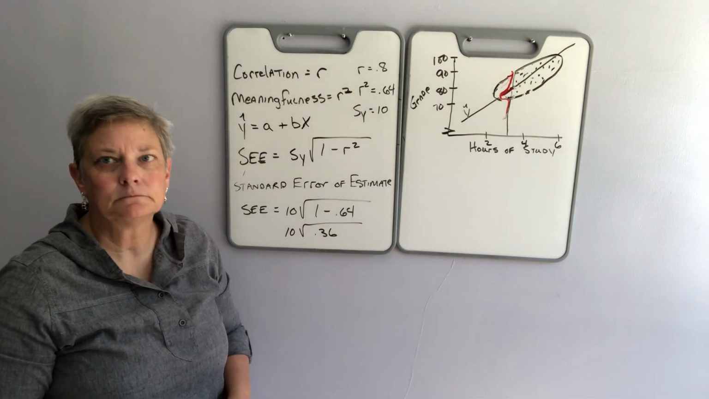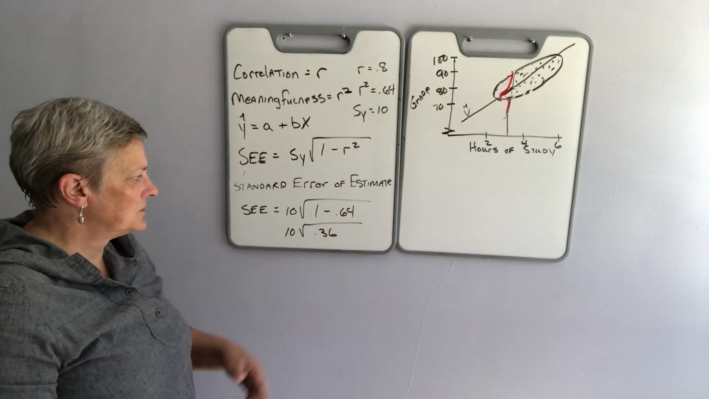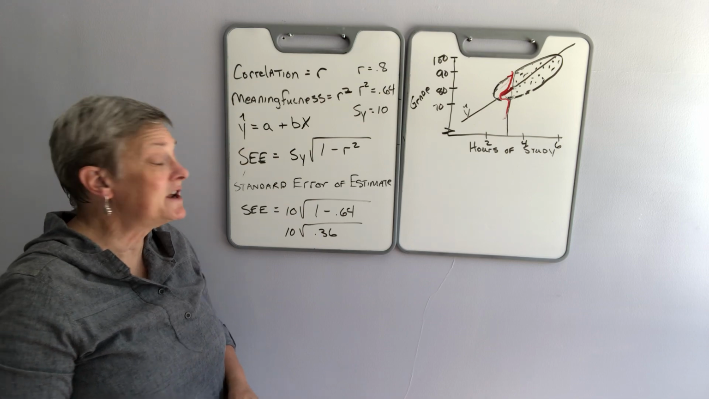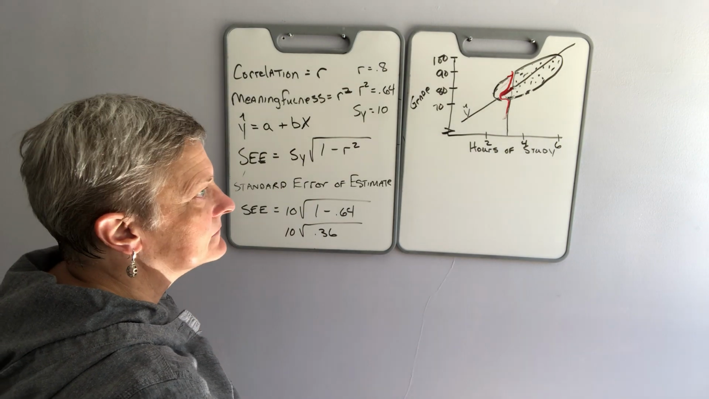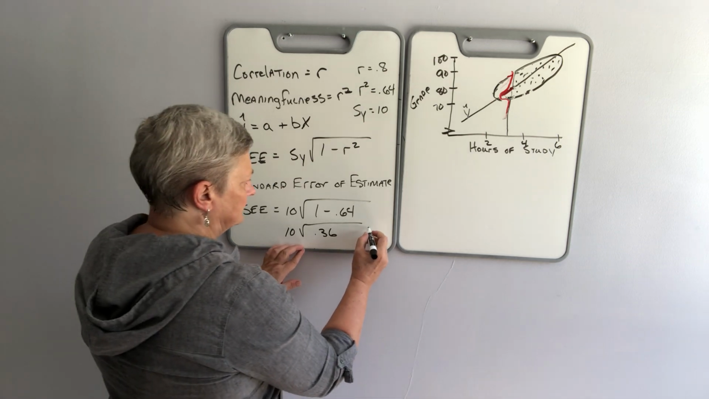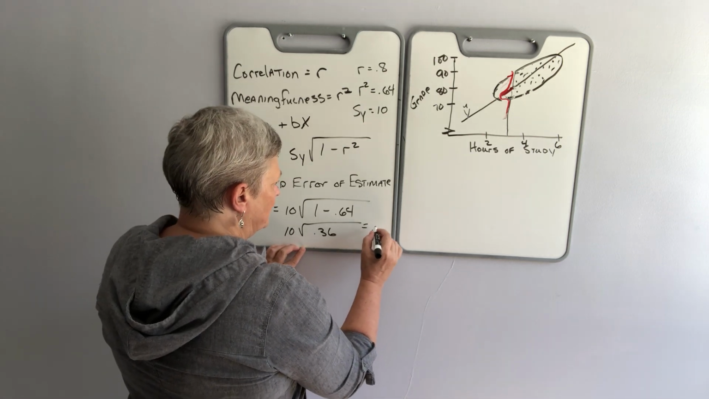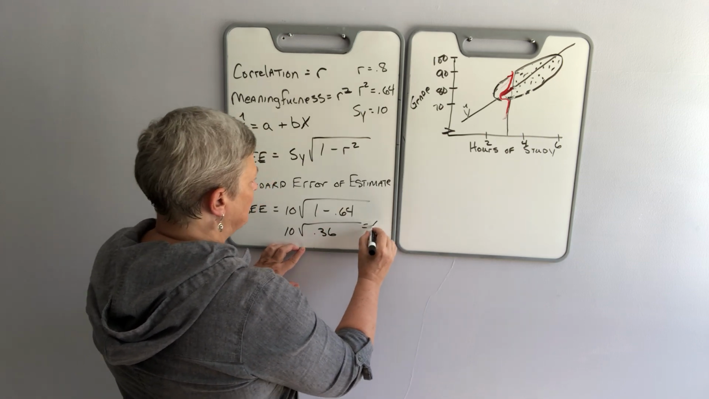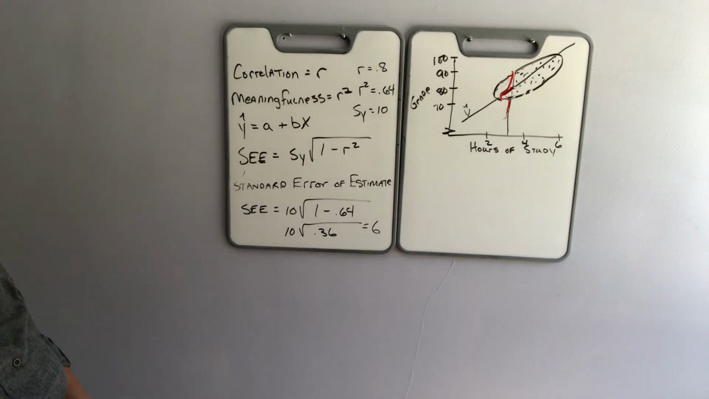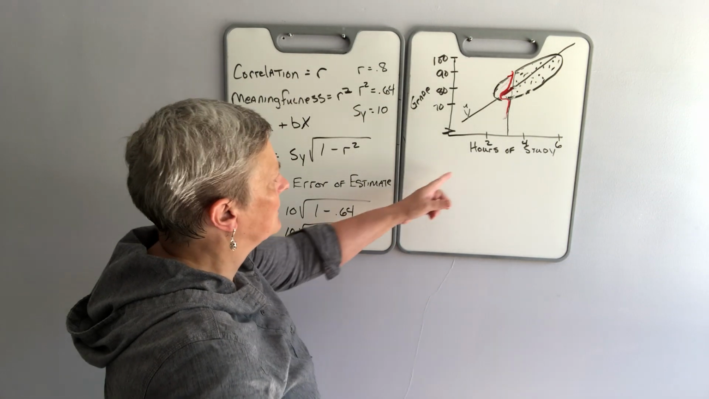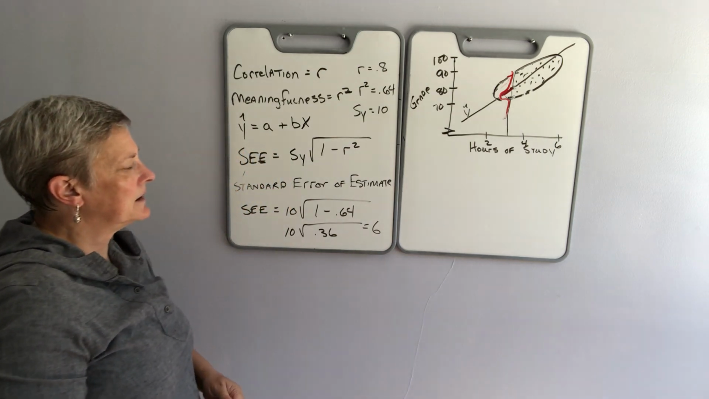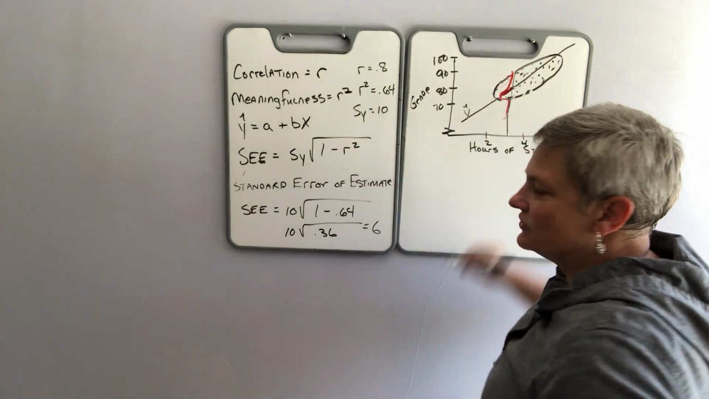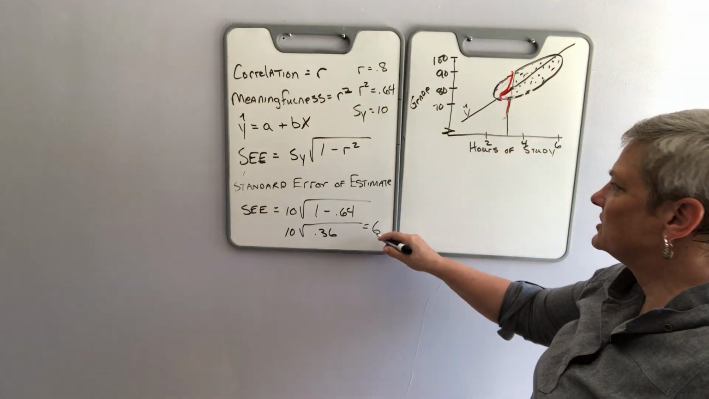Good? Okay, what's the square root of 0.36? 0.6. Say 0.6. 0.6 times 10, that's 6. Correct? So for every hour of study, I expect there to be this range here in the score. So my range is 6.